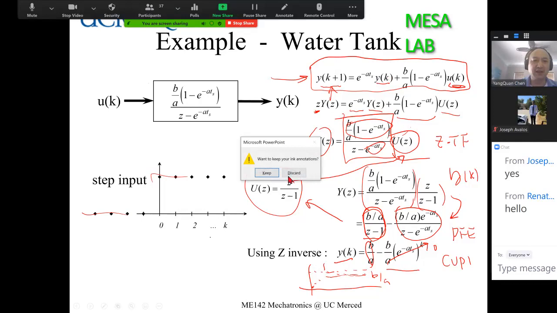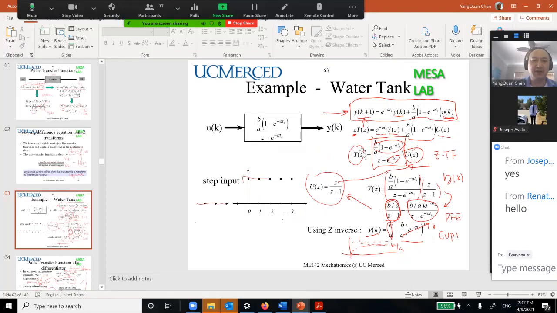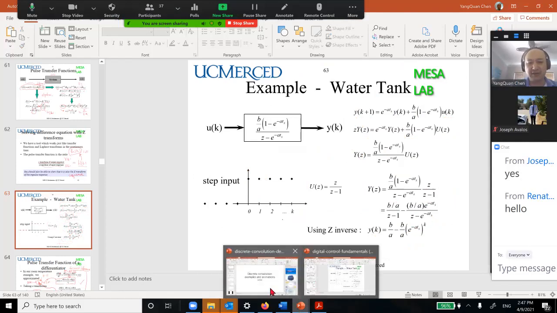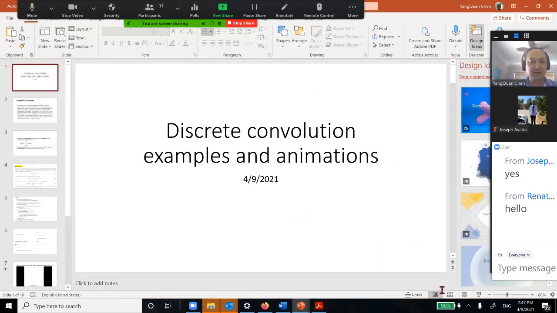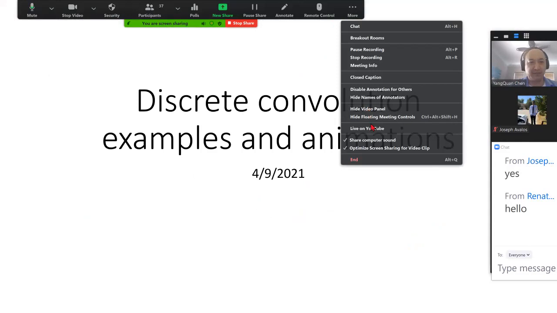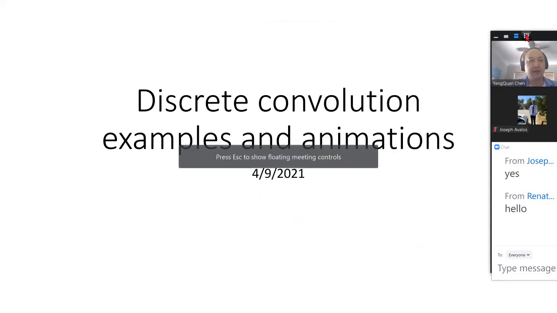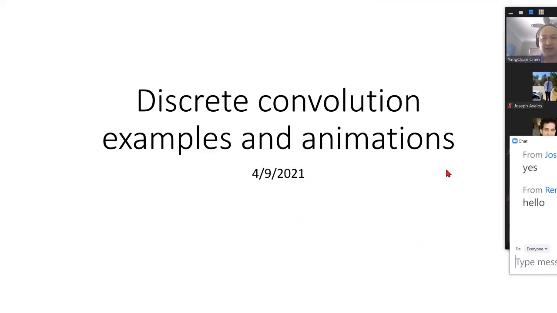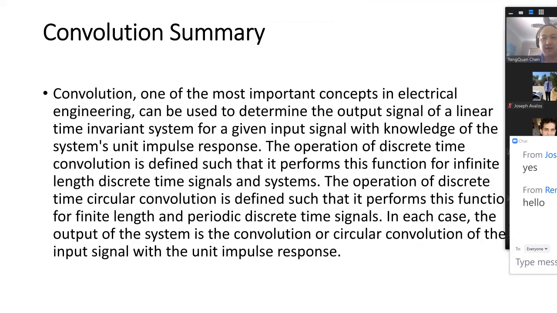I'm going to run through this example with you next, but let's go through some examples before we move on. I'm going to show you some animations as well. It's lots of text, but I already explained it to you.